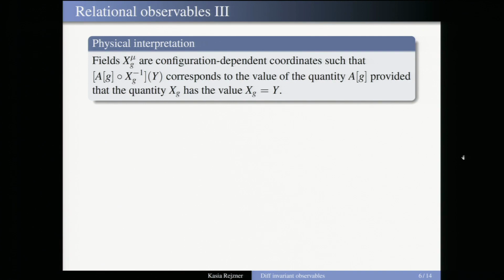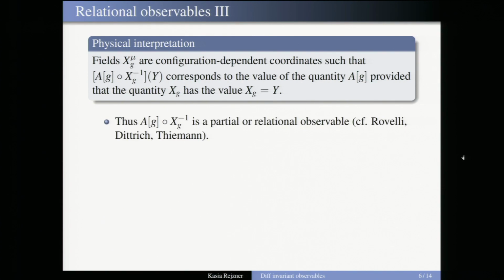Let's maybe reiterate first why I call them relational observables and why it makes sense to do so. First of all, they are configuration dependent coordinates. Using this as a map from R4 to my spacetime corresponds to taking the value of that local field provided that all these four fields have value y. So at the point where all these fields have given values, I evaluate AG, the relational observable, as it should.